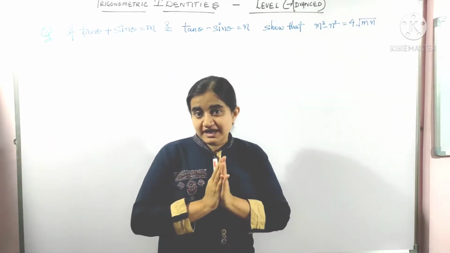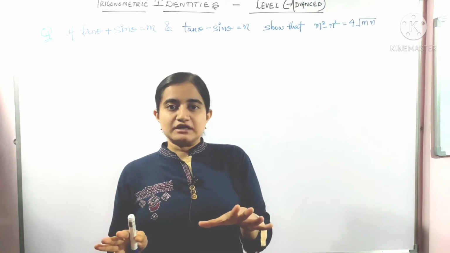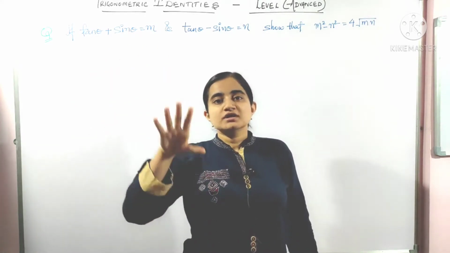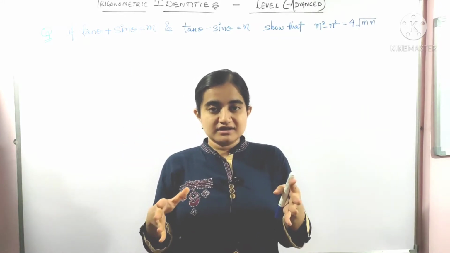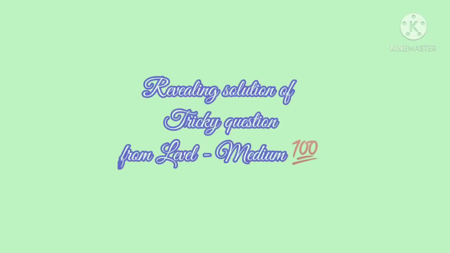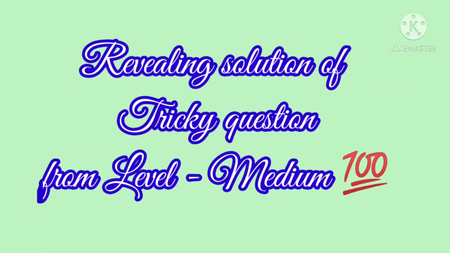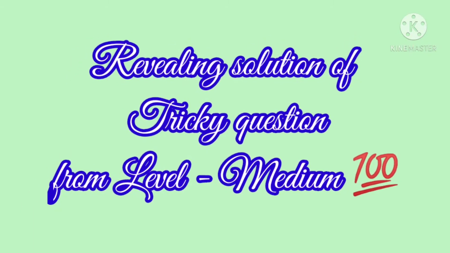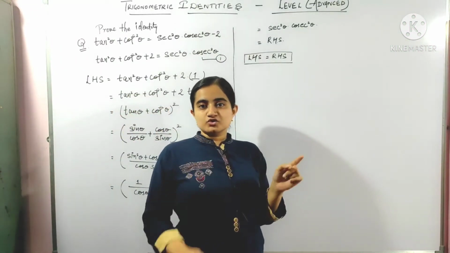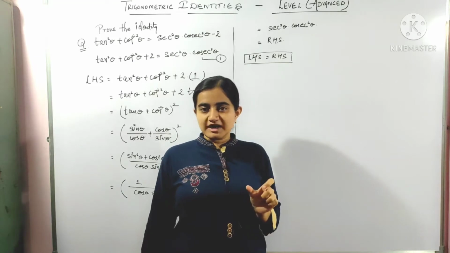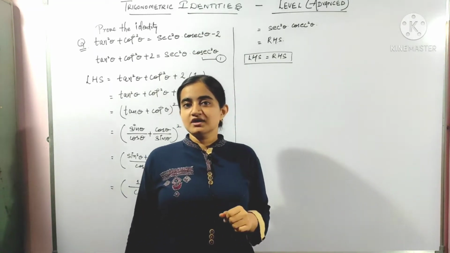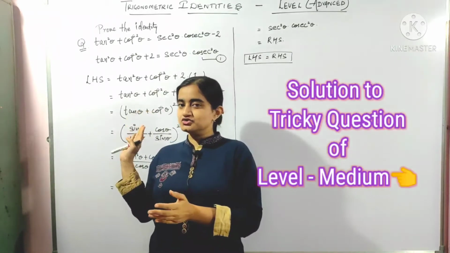The level advanced of trigonometric identities. So what are we going to do now? In this video we will be discussing all the important questions and a bit higher level questions from trigonometric identities. In level medium we have gone through a practice problem. I have given you a practice problem and I have told you to solve it because it is a bit tricky one. So I hope you have solved it, and this is the solution to that question.